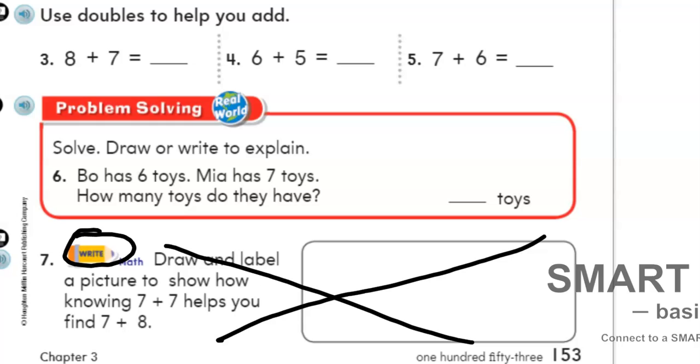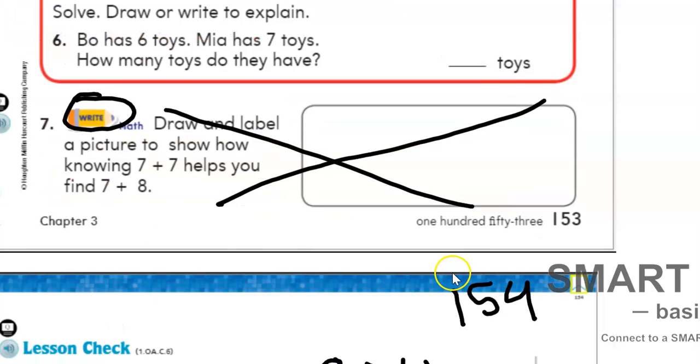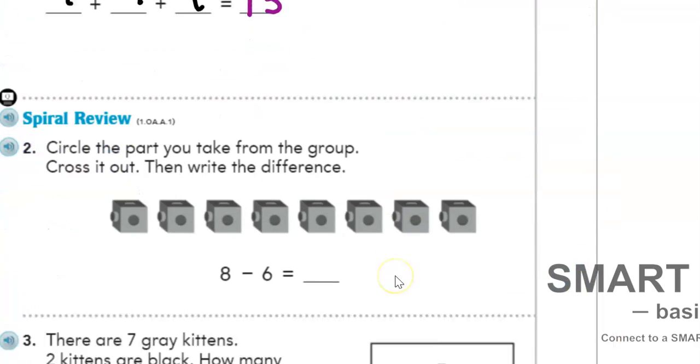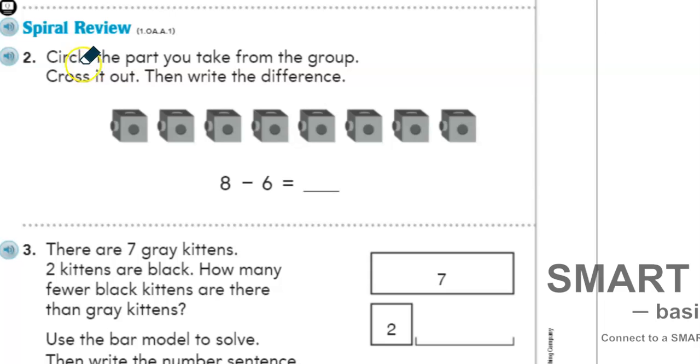All right, Sophia, did you have a question, honey? Could you read the next page on number 2, please? Yes, I can. It says circle the part you take from the group, cross it out, then write the difference. So 8 minus 6, you're going to cross out however many you're taking away, and then write however many is left, okay?